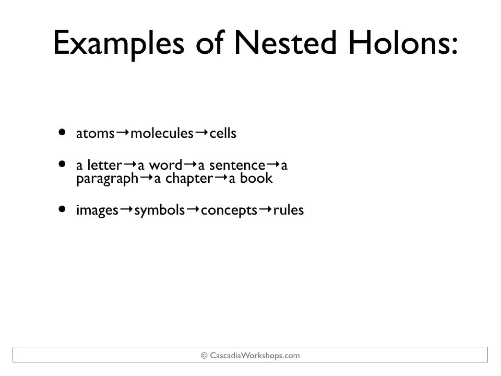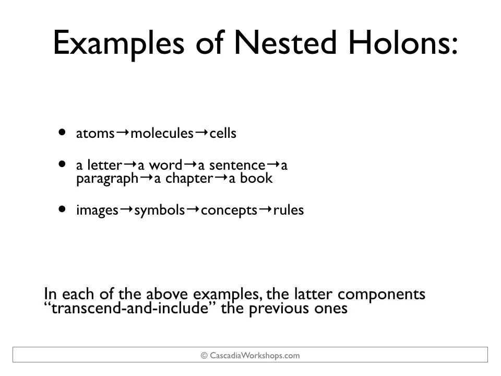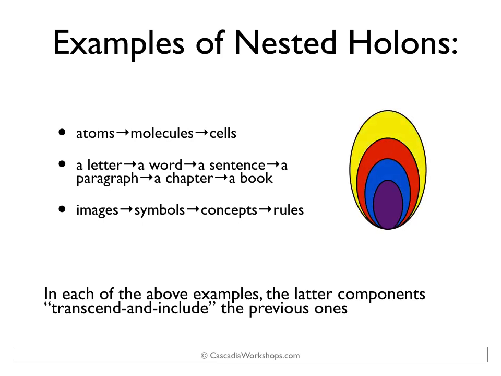That's a symbol. But then there's this concept, and you see this in children, you see this in little kids where they start to grow in their cognitive understanding. Suddenly there's a concept that the stop sign means you have to stop your car because other cars could be going the other direction. And if you don't stop, then you could crash. And so then we have rules that govern how these things work. So in each of the above examples, the latter components transcend yet include the previous ones.